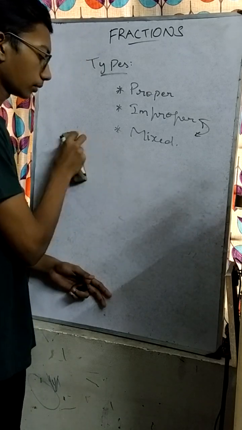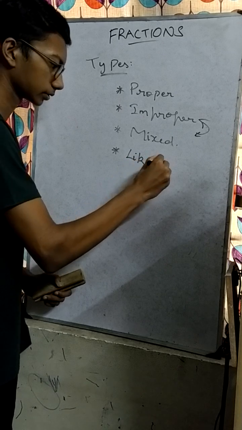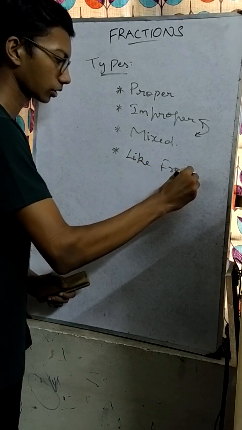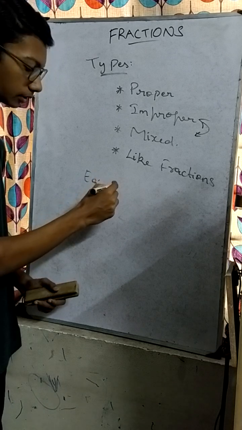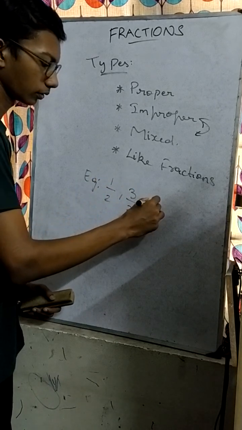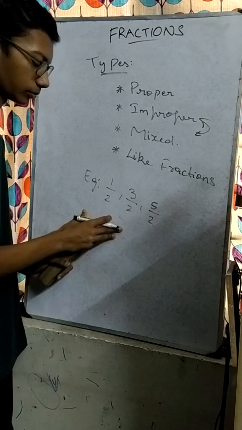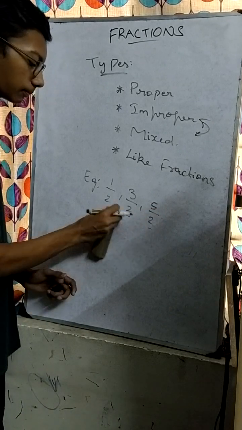Now there are some other kinds of fractions, like fractions. These are the fractions that have the same denominator. Let's say we have 1 by 2, 3 by 2, 5 by 2, all these numbers. These are like fractions because the denominators of all these are the same.